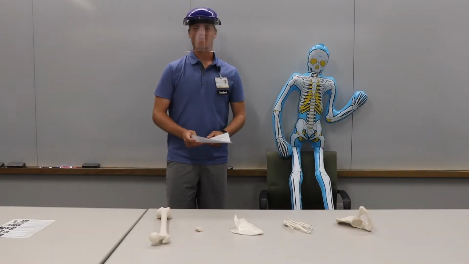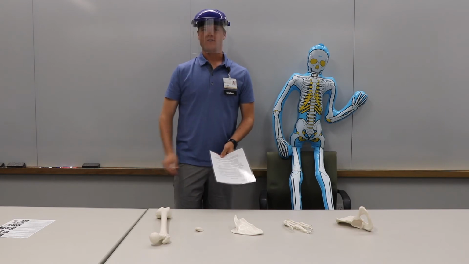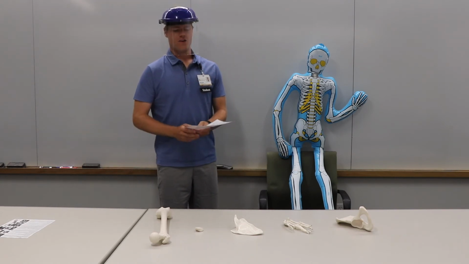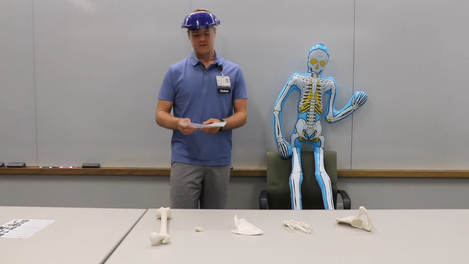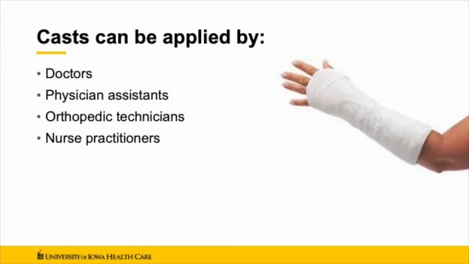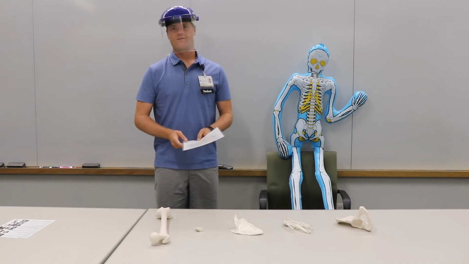Okay, so after a bone is broken, then obviously you get an X-ray to make sure that it's bad enough and to see where the bone is actually broken. And then if it is bad enough, a lot of times you'll go into a cast. So casting is actually very interesting. There's a lot of different steps. A cast can be applied by doctors, physician assistants, orthopedic technicians, or nurse practitioners. So a lot of people can give you casts and even splints.